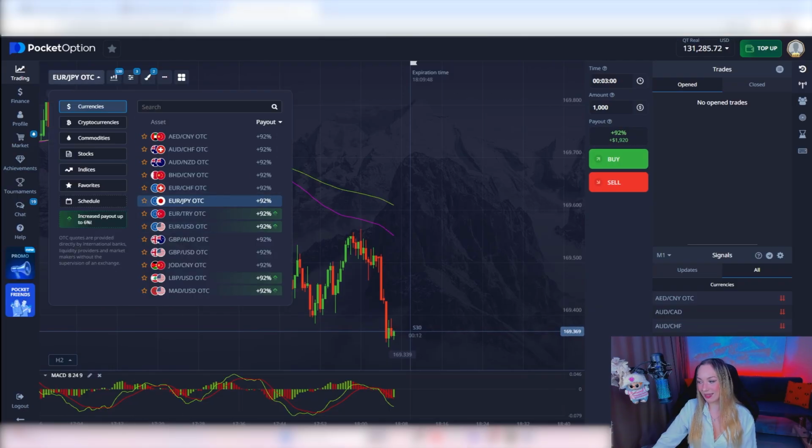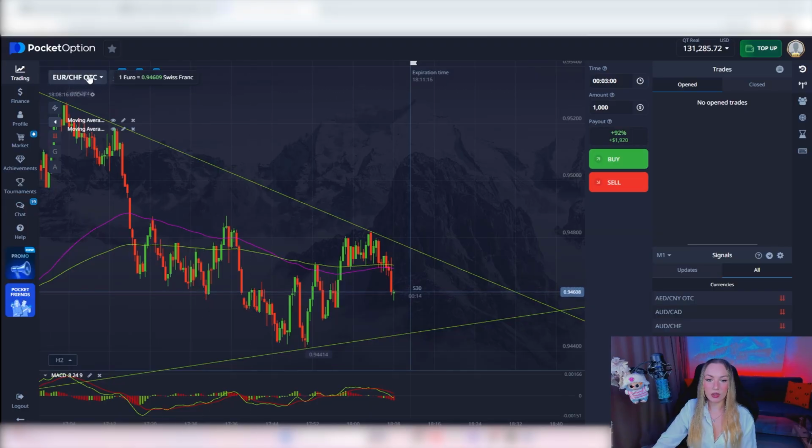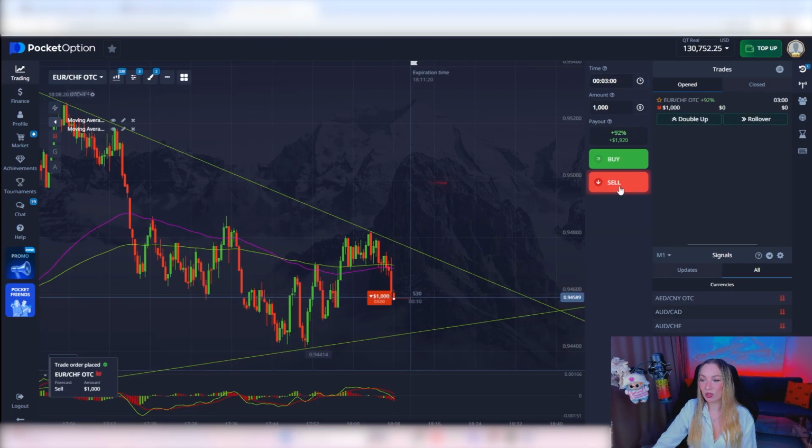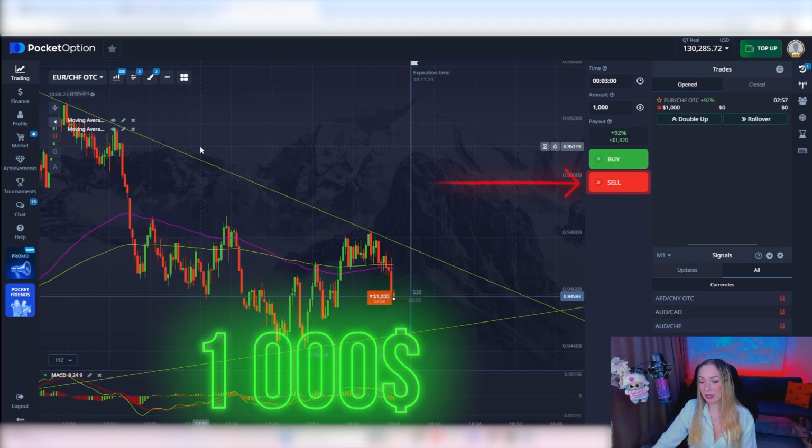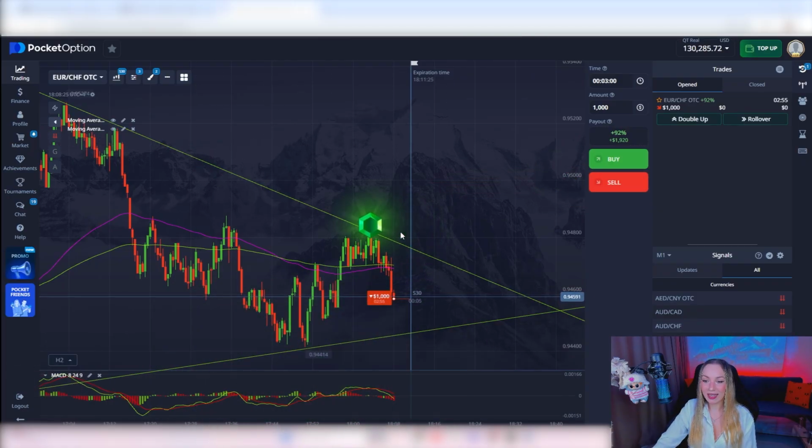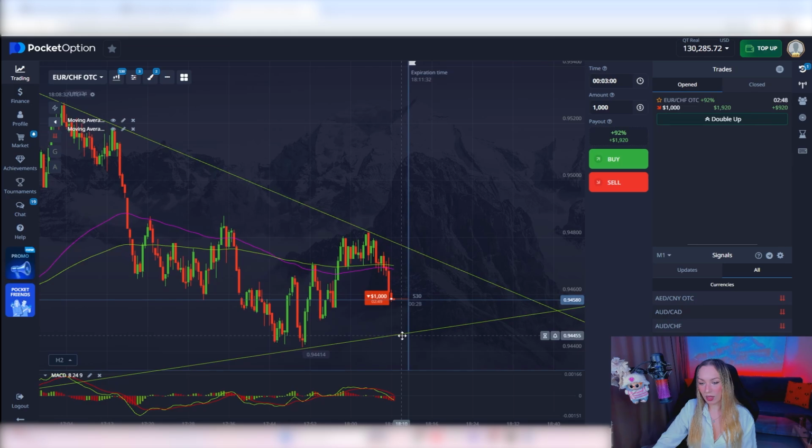looking for the signals. On the currencies, Euro CHF just formed the signal to open the trade down, so let's open it for 3 minutes down. To tell the truth, I opened it slightly too late, but I'm hoping that it's gonna go down and touch this support line. This is the resistance line. You see it touched it and then it moved down to the support line, so we're waiting. I hope that it's gonna go down.